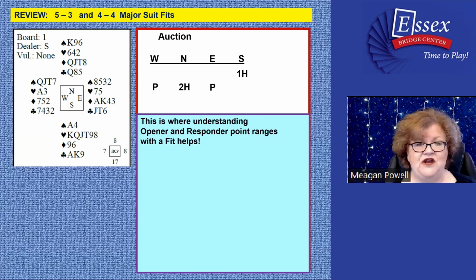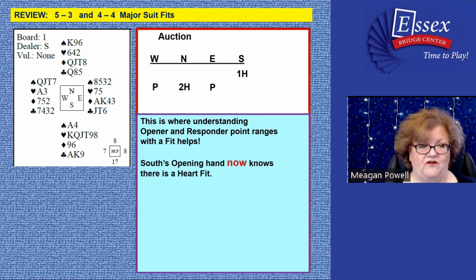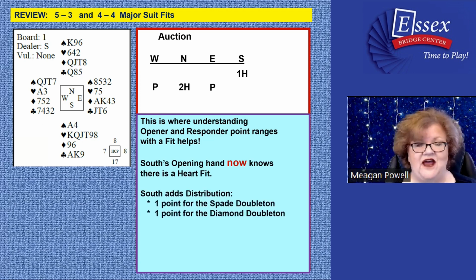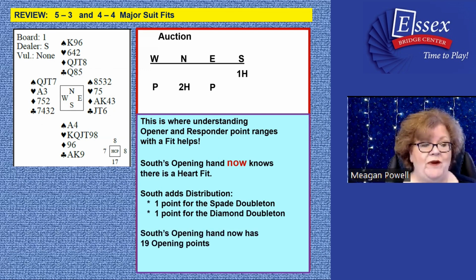And this is where understanding the opener and responder point ranges with a fit comes into play. I now know as the opener, there's a heart fit. This is the moment I figured it out, the minute that responder also bid hearts. So therefore, my South opening hand gets to add distribution now. 1 point for the spade doubleton in South, 1 point for the diamond doubleton in South. And if I'm South, I now have 19 opening points.